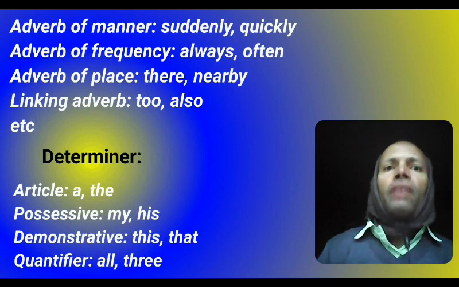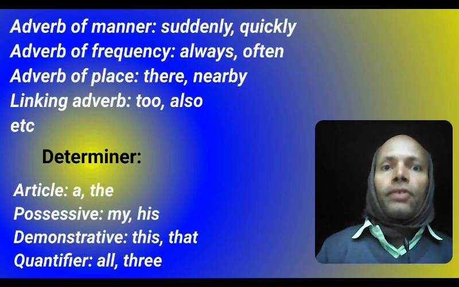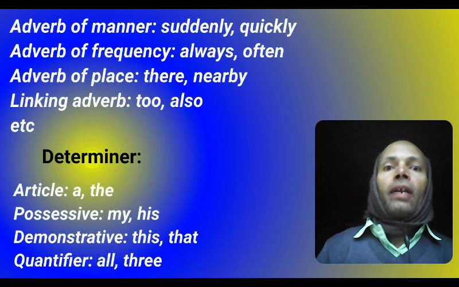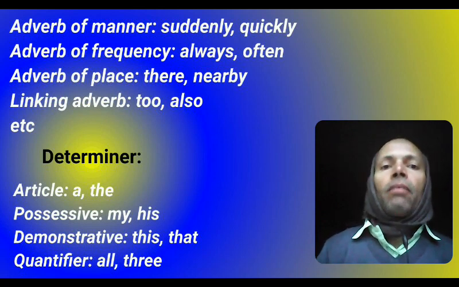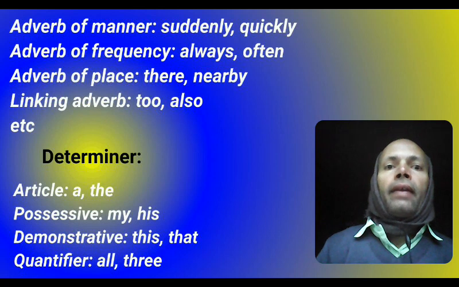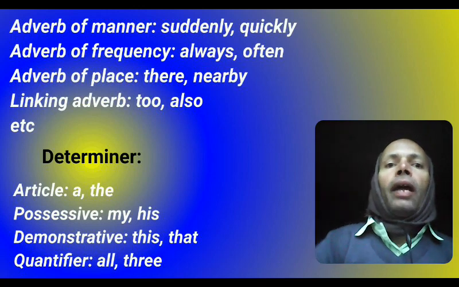Likewise, we can have different types of determiners. We can have article determiners, and a couple of examples are a and the. We can have possessive determiners, and a couple of examples are my and his. We can have demonstrative determiners, and a couple of examples are this and that. We can have quantifier determiners, and a couple of examples are all and three.